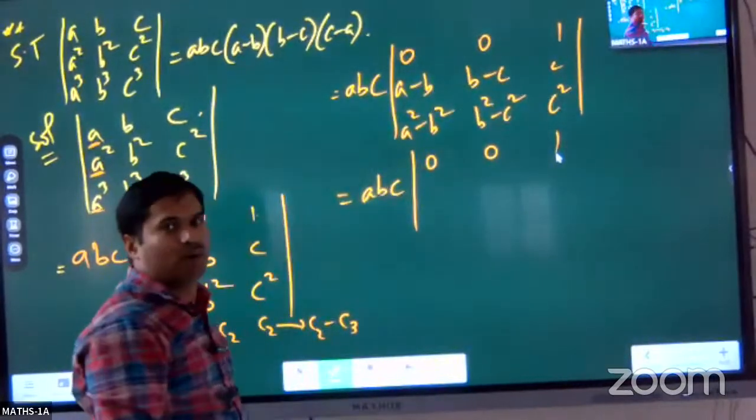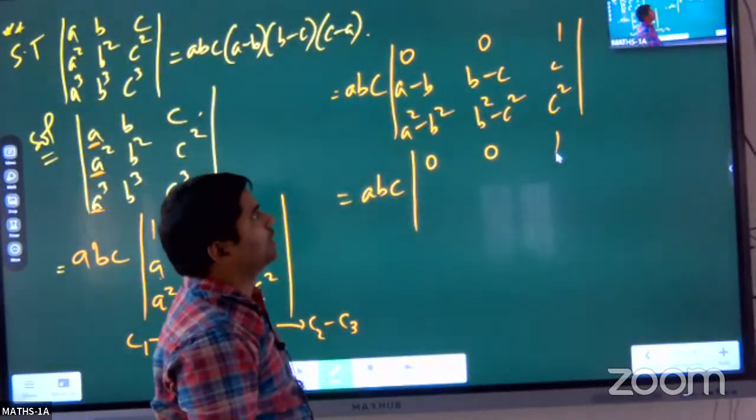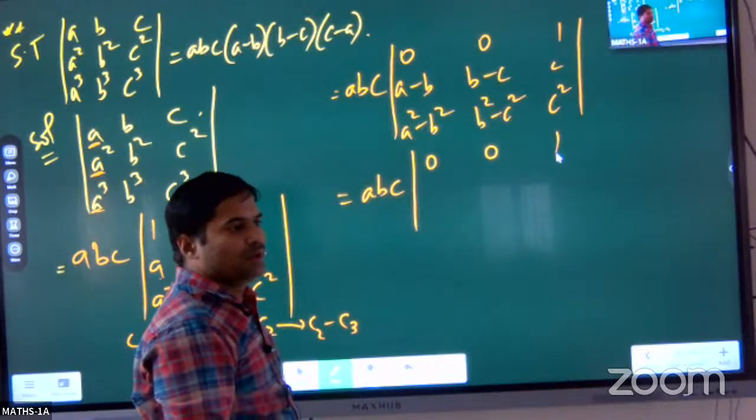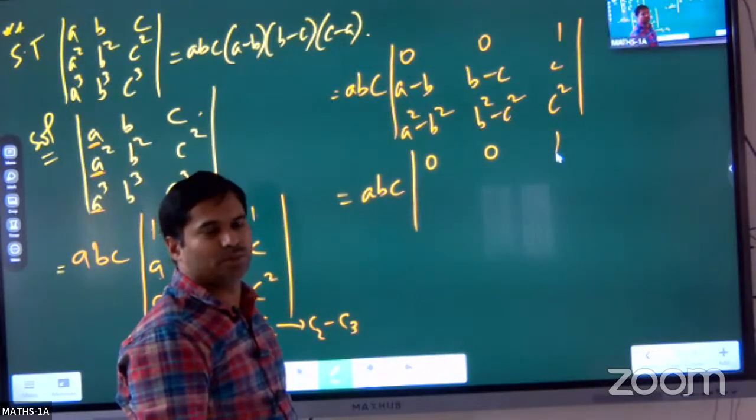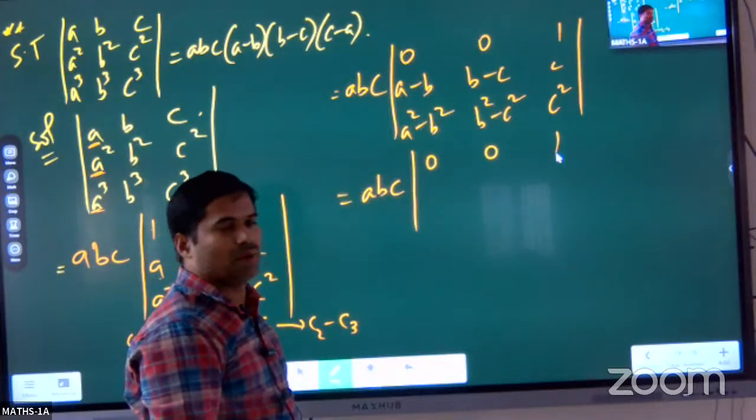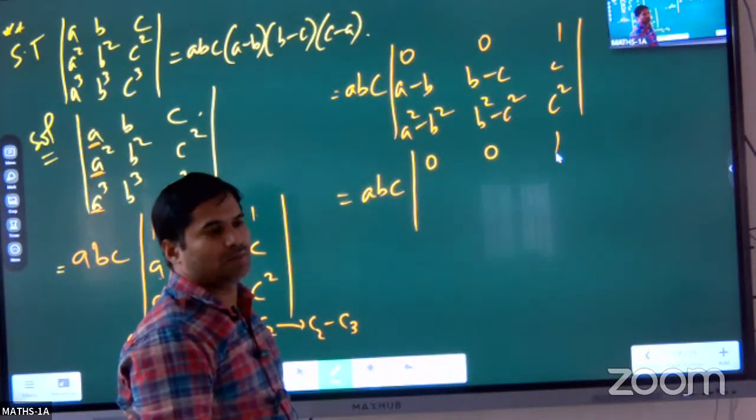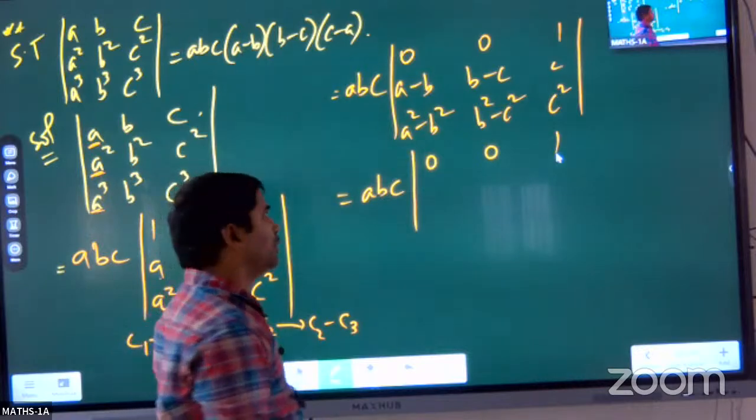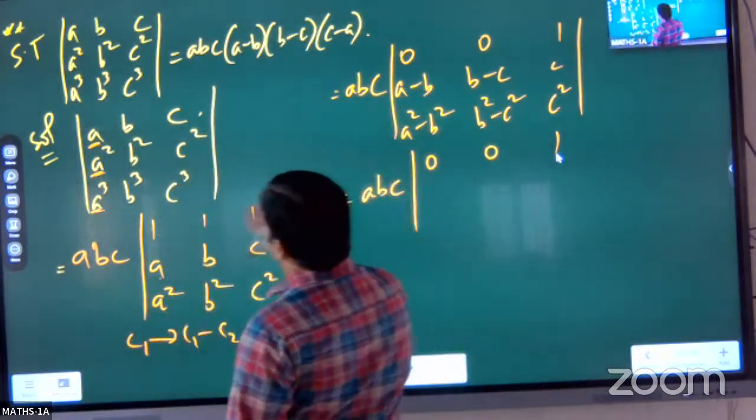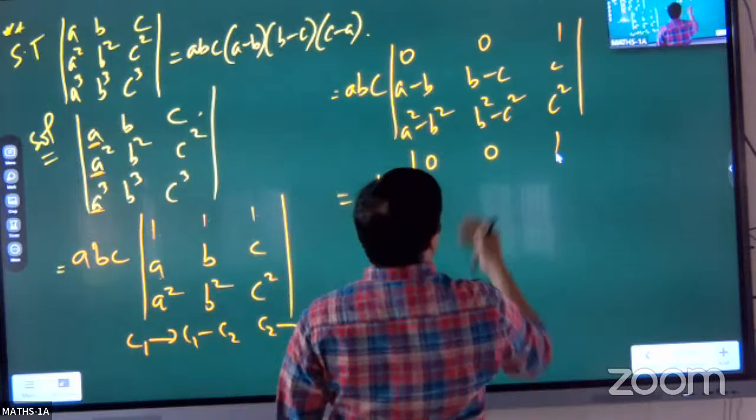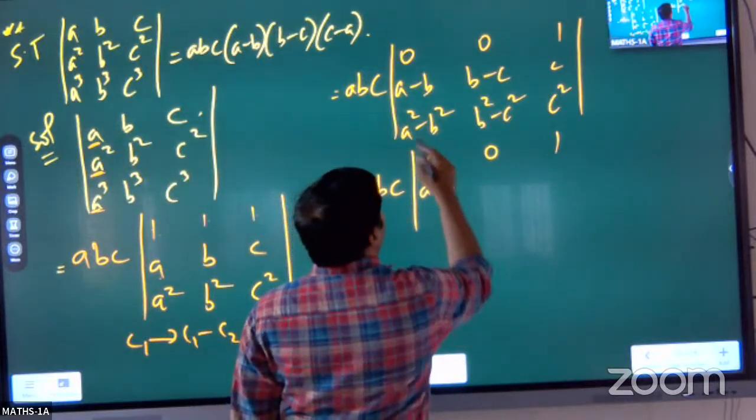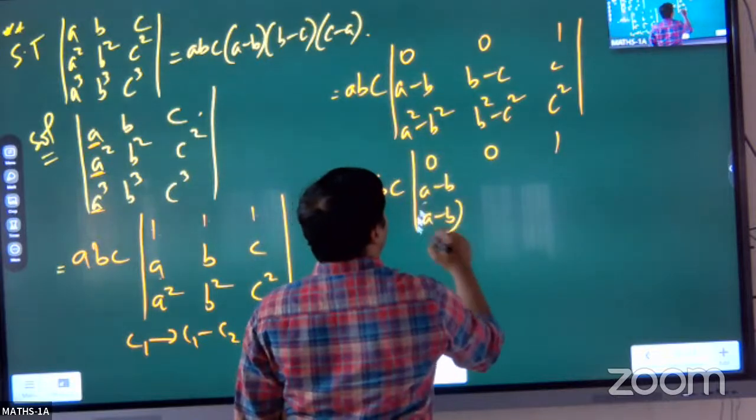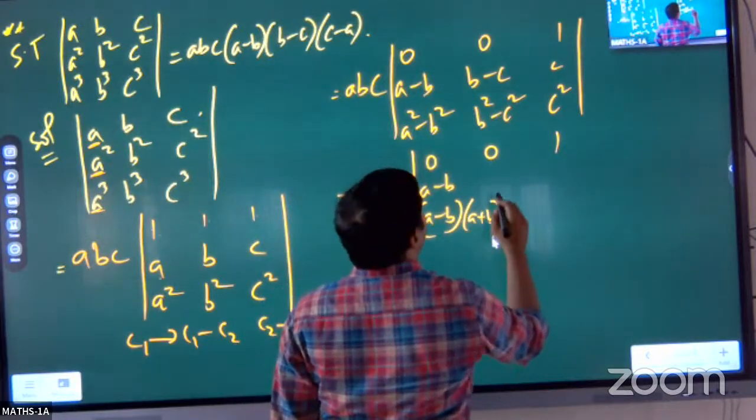Now whenever you find 1s in a column or row, if I find 1s in a row, apply column operations to make them 0. If I find ones in a column, apply row operations to make 0. Now, the ones were in a row, I made column operations, I made them zeros. Now, here, a minus b, a square minus b square, I will write it as a minus b into a plus b.